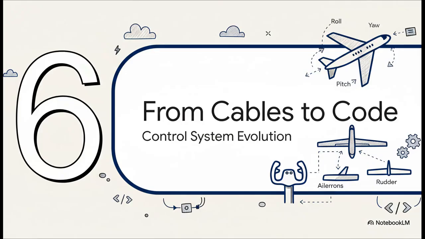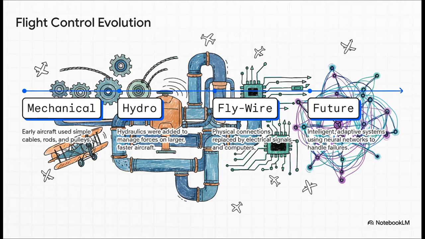Now, the story of how these controls work doesn't end there, because the way pilots actually interact with them has gone through this huge transformation over the last 100 years or so. We've gone from basic physical connections all the way to incredibly intelligent digital systems. Way back in the beginning, it was all mechanical. I mean, literally just cables, rods, and pulleys connecting the stick to the surfaces, kind of like the brakes on a bicycle.